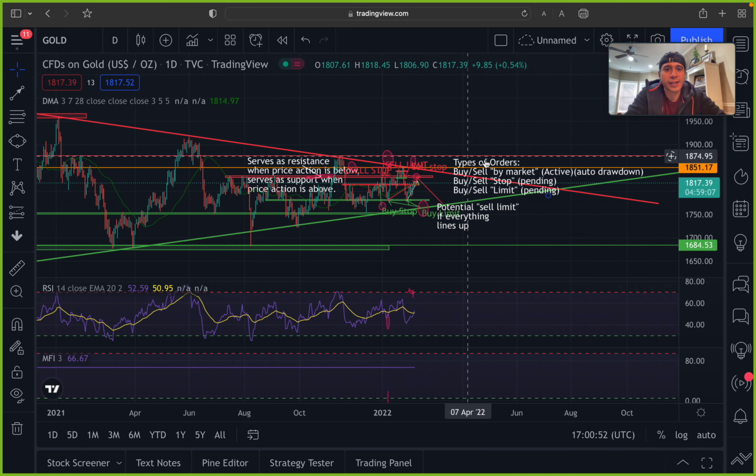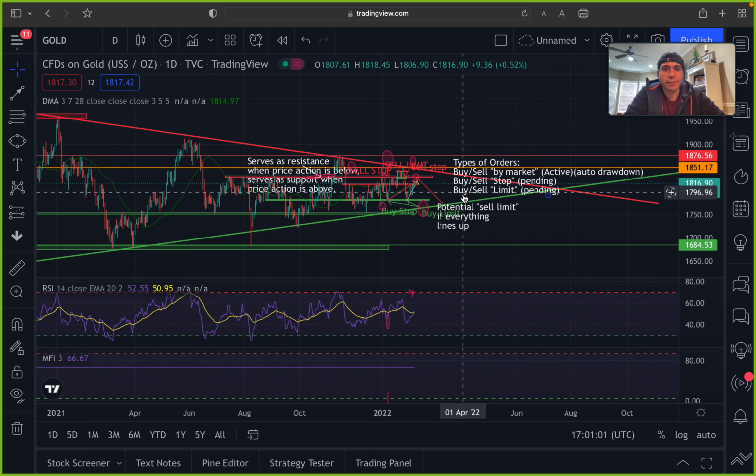Today we're going to be talking about types of orders. We've got your buy and sell market orders. We've got your buy and sell stops, which are pending orders. Your buy and sell limits, which are also pending orders. Before we get into that though, I want to touch real quick on support and resistance.